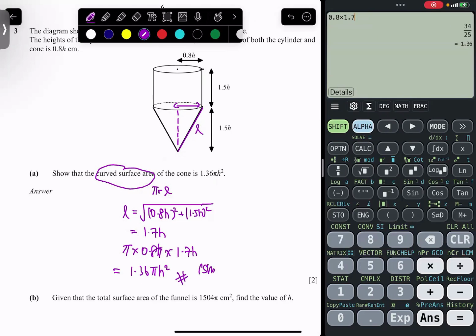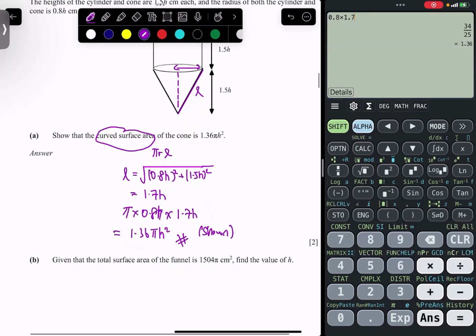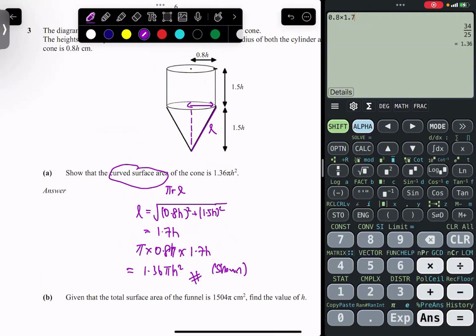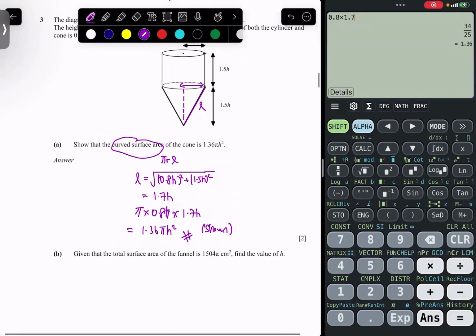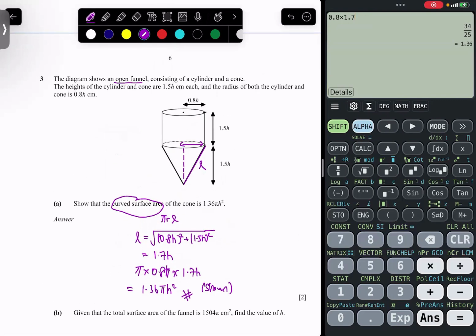Answer, sure. Given that the total surface area of the funnel is 1504 pi centimeter squared, find the value of h. So total surface area is the curved surface area of the cone, the 1.36 pi h squared that we have found, plus the base. Oh, sorry, this is an open funnel, so there is no base, not included. It's important to always read the question. Now, that means you're only left with the curve.